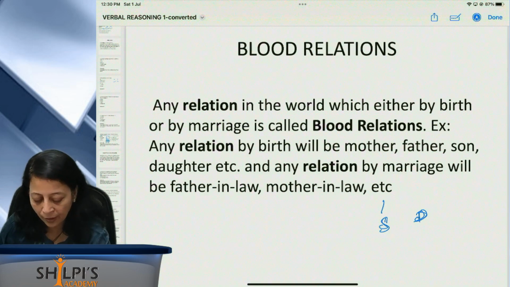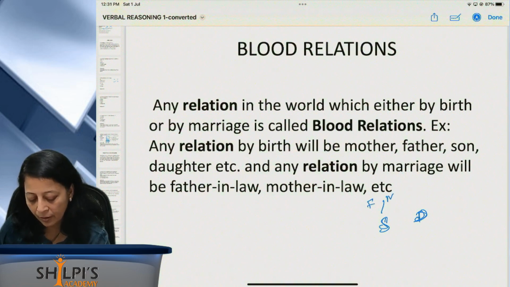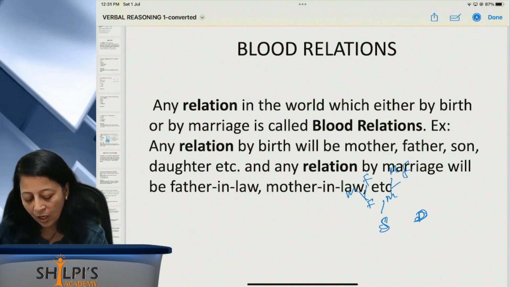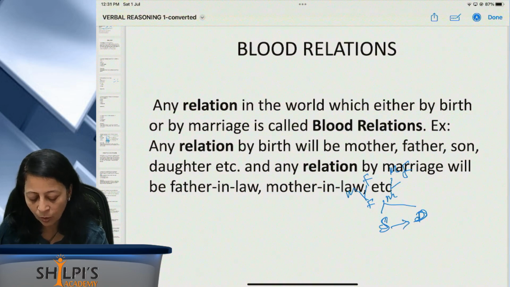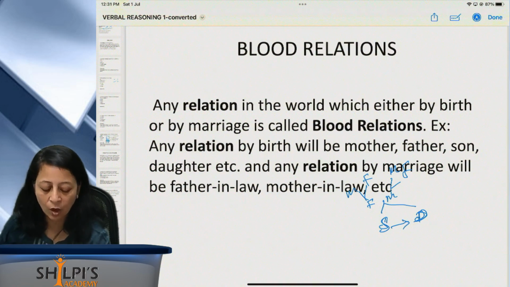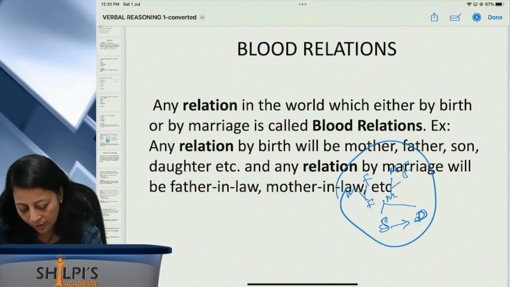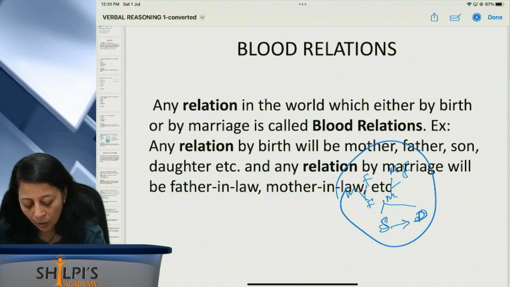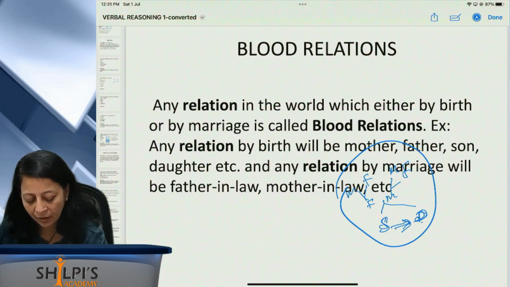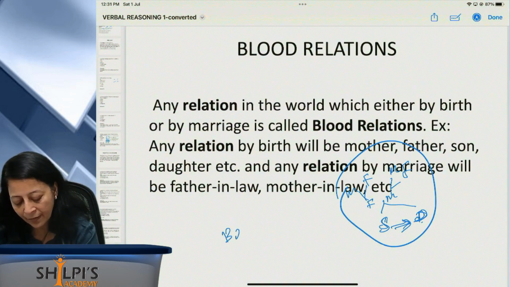So you have a father, mother, and your father has a mother and a father. Your mother has a mother and a father, and probably your father and mother has a daughter and a son, so you have a sibling also. Okay, all these are your blood relations. Okay, so you may have a brother or a sister.